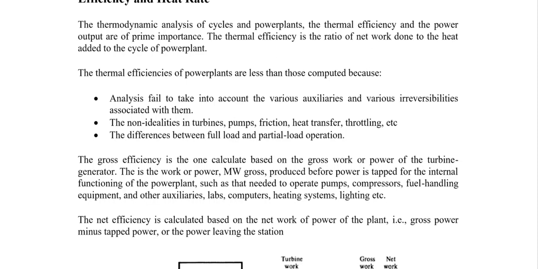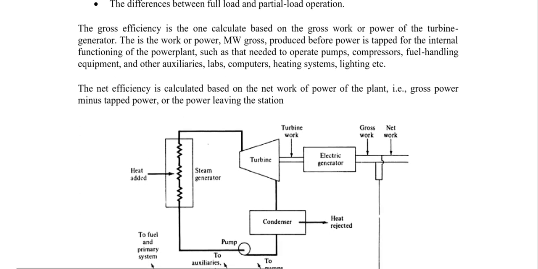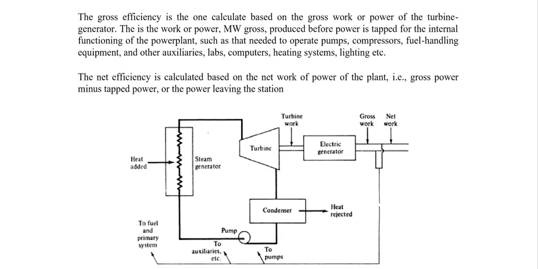We call it the gross efficiency, and gross efficiency is the one which is calculated based on the gross work or power of the turbine generator. So when we are talking about the work output from the turbine generator, we are talking about the gross work of the cycle.